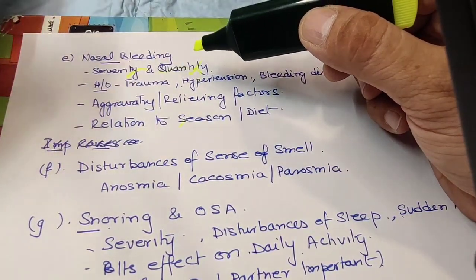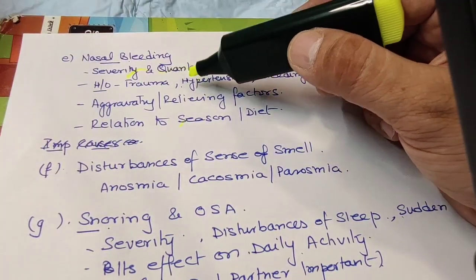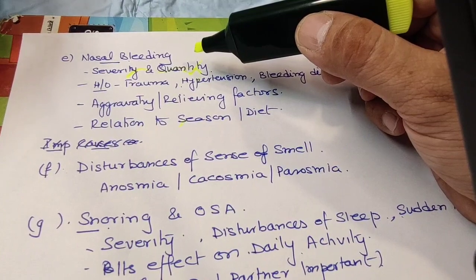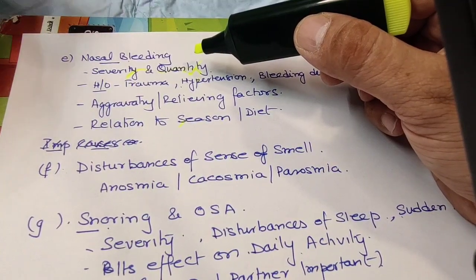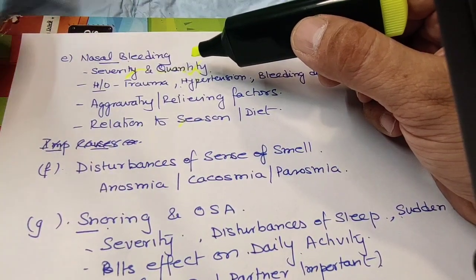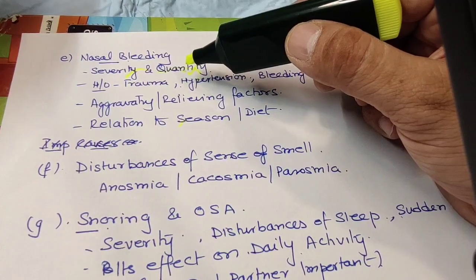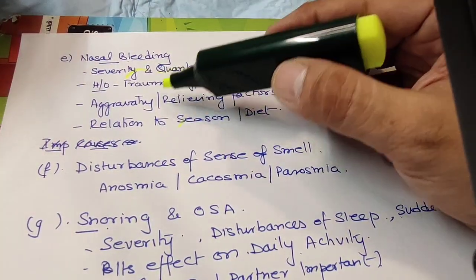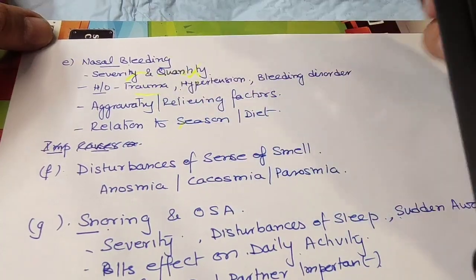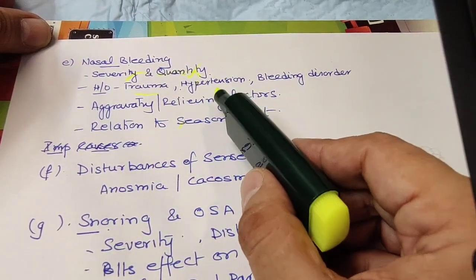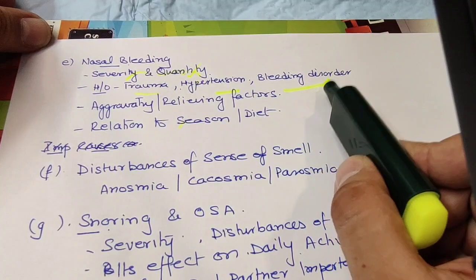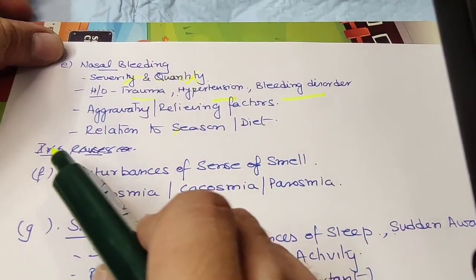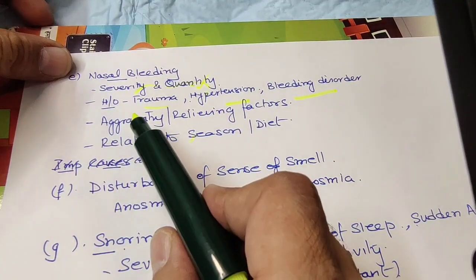So that will give you a rough idea about the quantity of the discharge, because if the patient is terrified with the nasal bleeding, he or she may always tell you that the bleeding is copious in amount. So you have to spend time with the patient to clarify the quantity, and then you have to ask the history of trauma, hypertension, or any bleeding disorder. That has to be seen to rule out other factors which could cause bleeding.